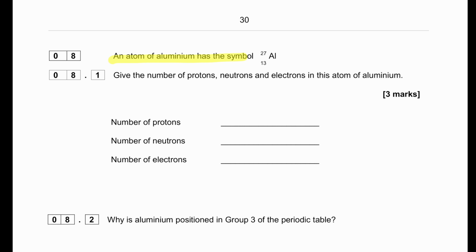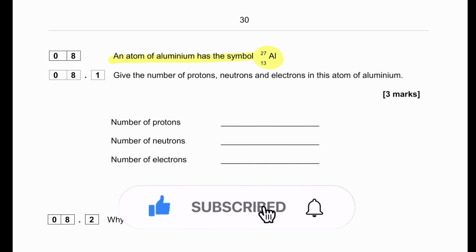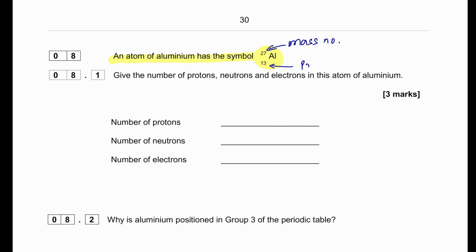An atom of aluminium has the symbol 27 13 Al. So the 27 represents the mass number and the 13 represents the proton number. Give the number of protons, neutrons and electrons in this atom of aluminium. Guys, since we are mentioning this is an atom, the number of protons and the number of electrons will be the same. So proton number 13, electron number will be 13. And the number of neutrons will be 27 minus 13 equals 14.